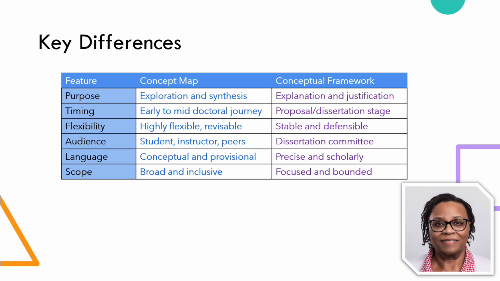This comparison highlights that the difference between the two is not intellectual quality, but scholarly maturity. Concept maps belong earlier in the doctoral journey. Conceptual frameworks emerge later once ideas have been narrowed, justified, and aligned with research design.